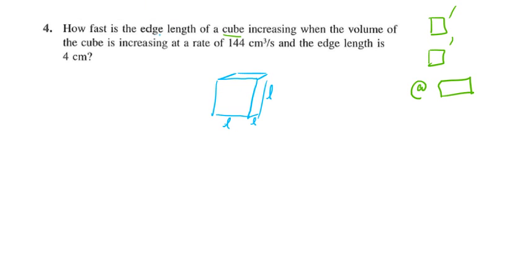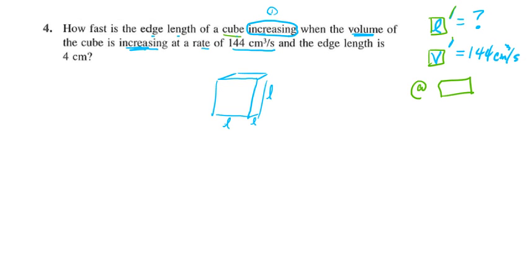Now it says, how fast is the edge length of the cube increasing? There's a rate, so we're going to be looking for L prime. Don't know what that is. That's our first rate right there. When the volume of the cube is increasing, oh, here we go. We have another rate, both increasing, both positive then. And what is it? The volume is increasing. So volume is going to be our other rate in this problem. And it's given. It's increasing at a rate of 144 centimeters cubed per second.